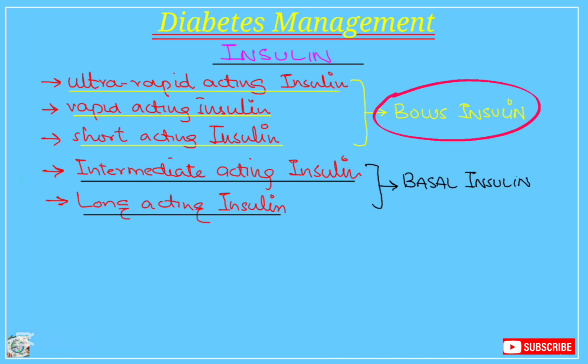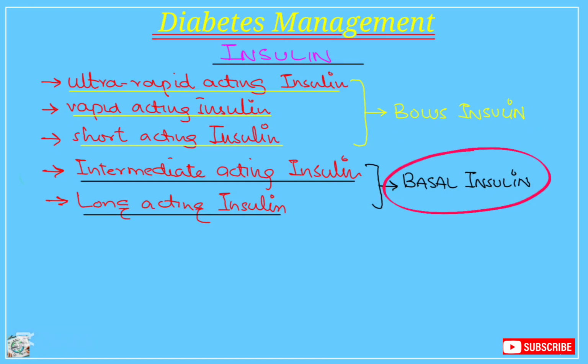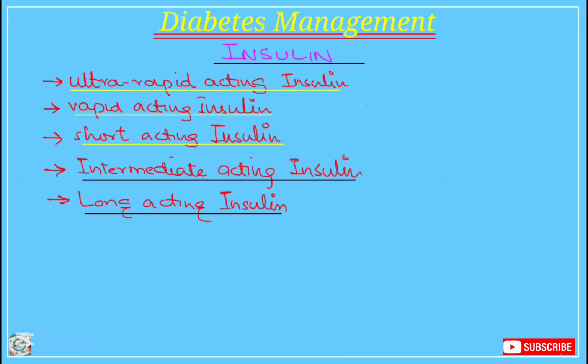Think of the bolus insulin as your mealtime insulin. It's fast acting and helps control the blood sugar spikes that occur after eating. While the basal insulin is your background insulin that works all day long to keep the blood sugar stable when you are fasting or between meals. Now that we understand how insulin is categorized, let's go through the actual insulin products in each category.